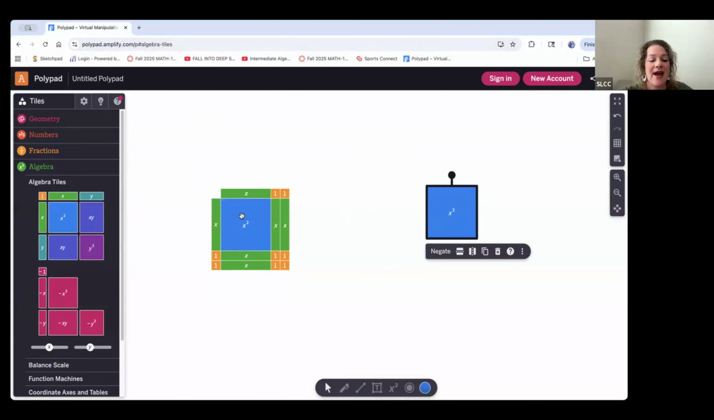So if I had x squared plus 4x plus 4, that would be the blue one, plus the 2 green ones, plus the 4 little ones. So I can fill that in first. So I do x squared plus 4x plus 4, and then I can look at the factors that are on the side. So this is x plus 2, and this is x plus 2.